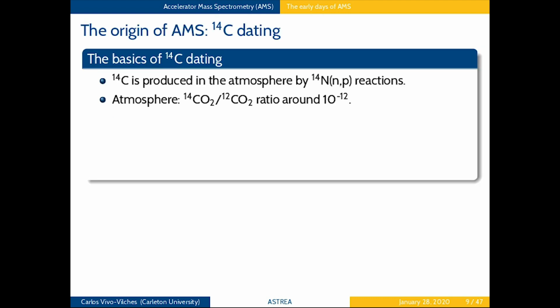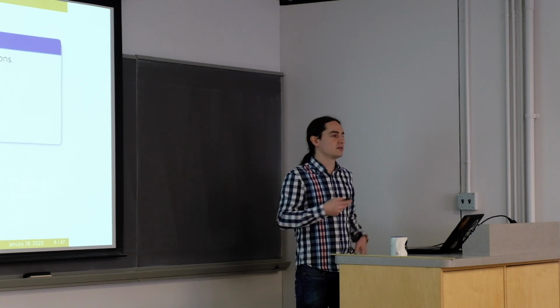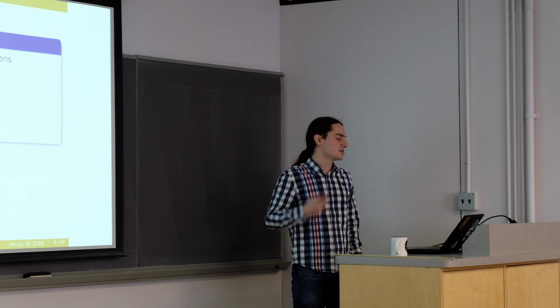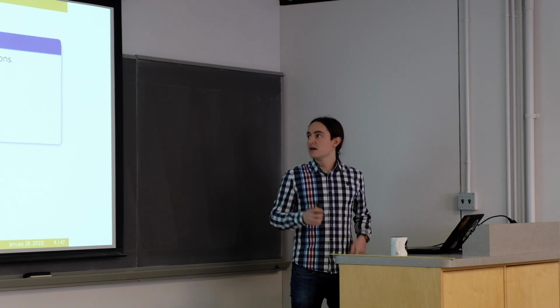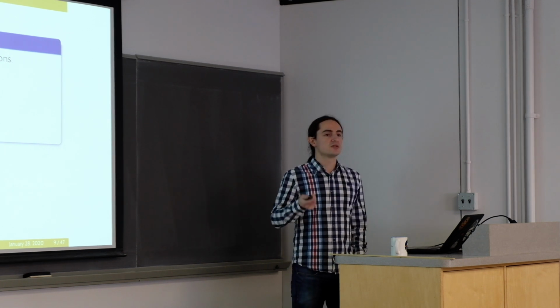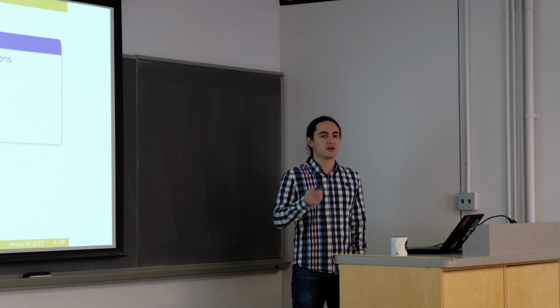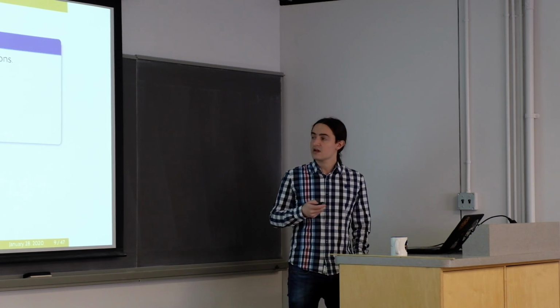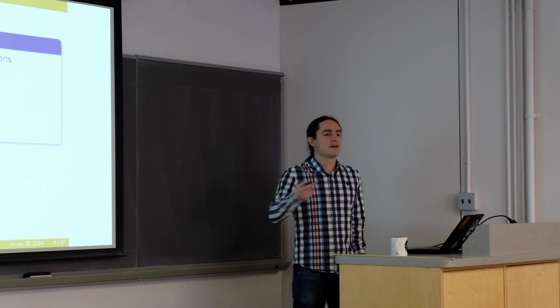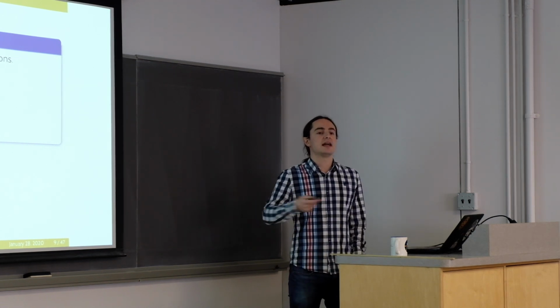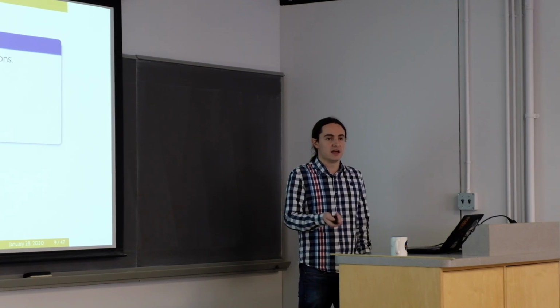First I want to say that AMS was developed in the late 70s to solve a problem in radiocarbon dating: there were a lot of samples that could be used for radiocarbon dating but could not be measured by radiometric techniques. Just explaining a little fast, radiocarbon is produced in the atmosphere from the interaction with cosmic rays. So CO2 has a higher amount of C14 than, for example, the Earth's crust.